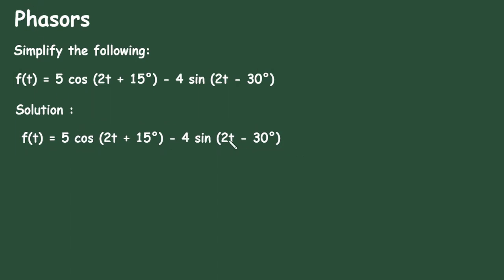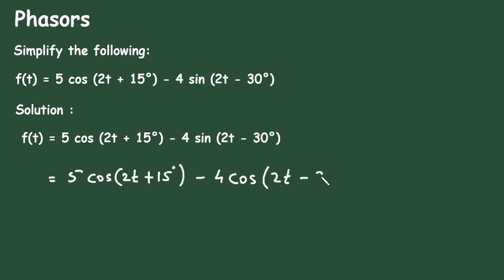Now here we will convert this into its equivalent standard form. So this is already in standard form, so it will be 5 cos(2t + 15 degree) minus 4. Now here this is in sine form, so we have to convert this into cosine form, then 2t minus 30 degree. Now since we change from sine to cos, let's go to the basics.